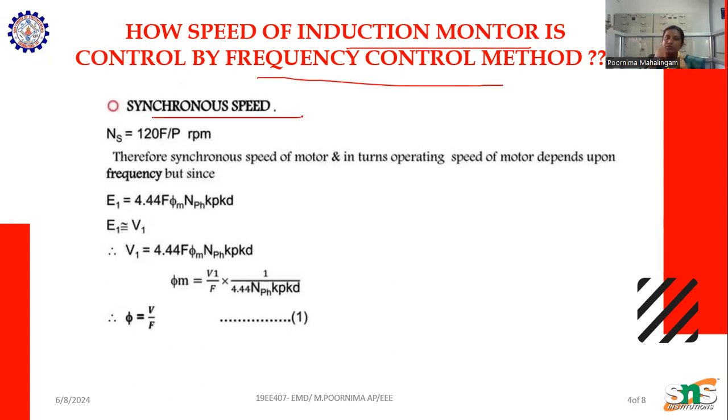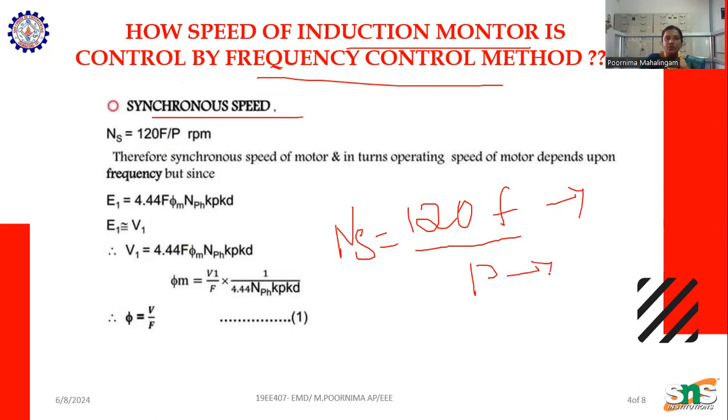Here, first we come to the synchronous speed. We know the synchronous speed formula: Ns equals 120 f divided by P. F represents frequency and P represents the number of poles. The unit is RPM, rotations per minute. Therefore, the synchronous speed, that is the operating speed of a motor, depends upon the frequency.